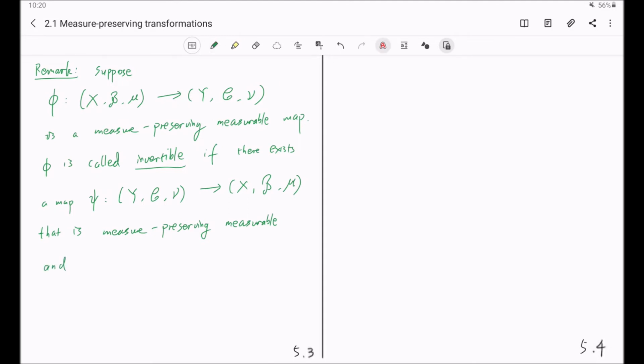And that this psi is really inverse to phi. Namely, if you compose them, you should get the identity map. And it should be understood that everything going on here is happening almost everywhere. They do not have to happen everywhere.